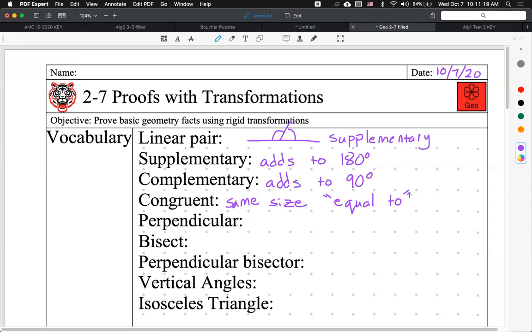Next, perpendicular. Two lines intersecting in a 90-degree angle. We got it right today. Good job. Yes, so a line and another line that meet at a 90-degree angle. It does not necessarily have to be horizontal and vertical, as we discussed yesterday. It could be something like that that still meets at a 90-degree angle. And there is perpendicular.